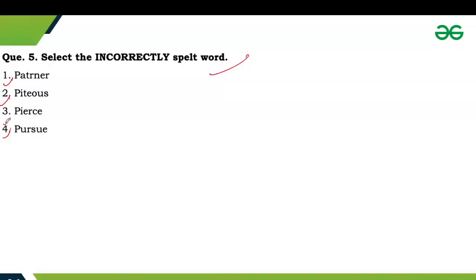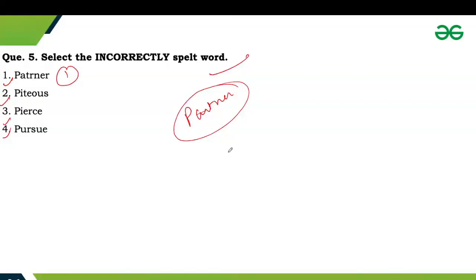Okay, so the incorrectly spelled word is the first one, that is आपका partner. Okay, so this is wrong. It should be partner, PARTNER. So this one is correct.